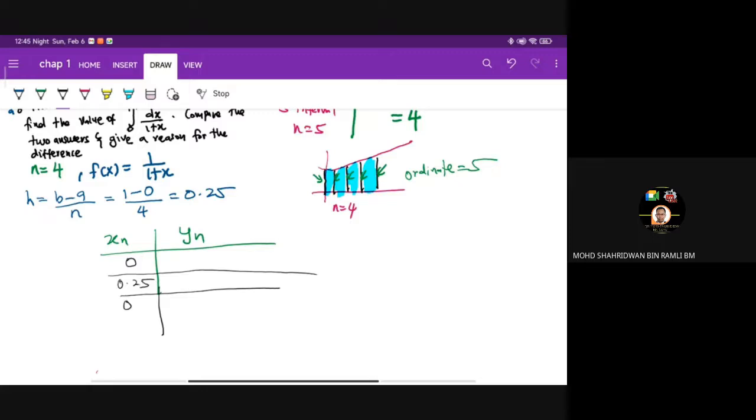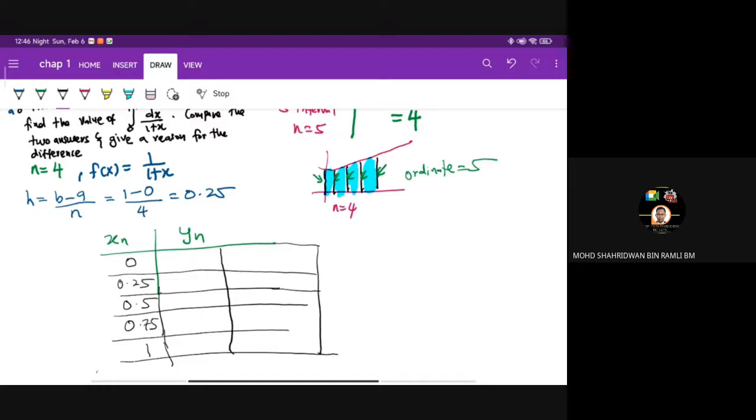Okay, and then 0.5. The last one, sorry, 0.75. And then the last one is 1. Okay, and then the next one here, you have to divide this table on yn. First put here our first value is 1, and then our last value, so our last value is 0.5. Okay, put on the first table.